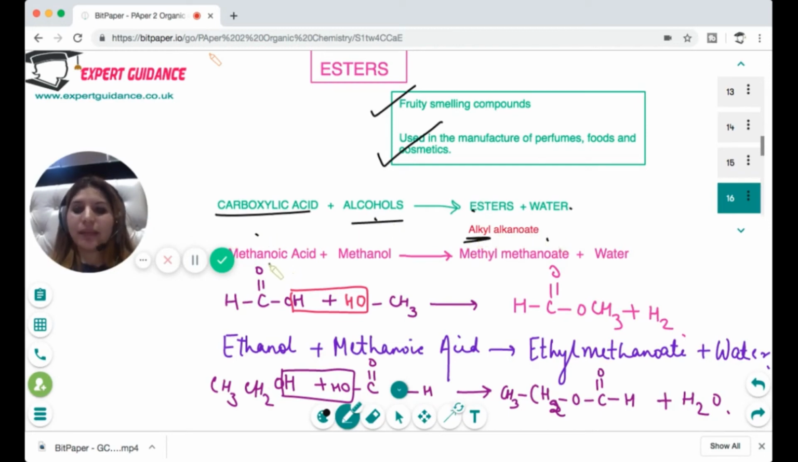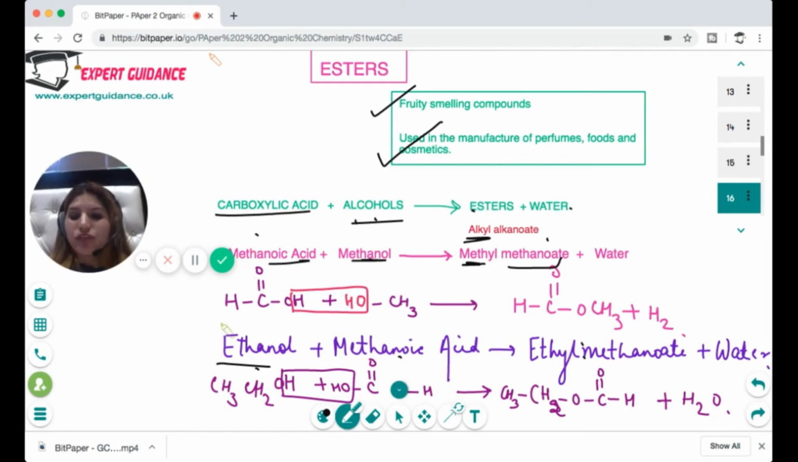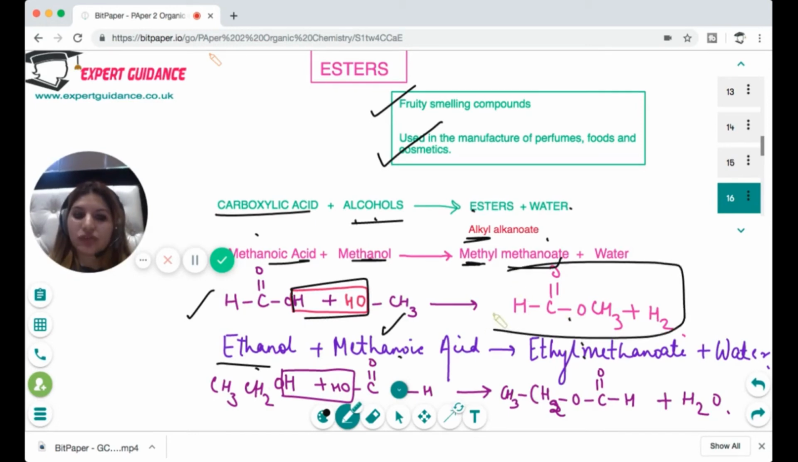So, for example, if you take methanoic acid and methanol, the alcohol becomes alkyl, so that is methyl, and the carboxylic acid, methanoic acid, becomes methanoate. In the same way, ethanol plus methanoic acid, the alcohol becomes yl, so that is ethyl, and methanoic acid becomes methanoate, plus water. And to write its reaction, you will write the methanoic acid and methanol facing each other, remove the molecule of water, and whatever is left, join it together. Similarly, ethanol and methanoic acid, join them together, remove the water, and whatever is left will be your ester.